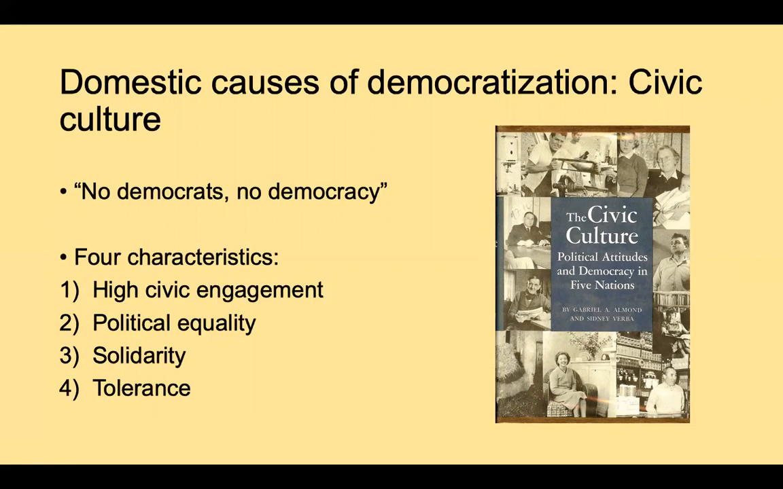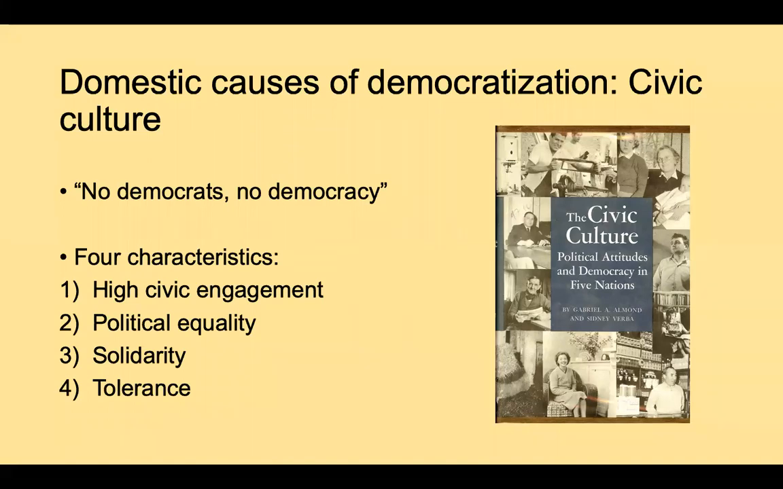The idea is that if you want democracy, you've got to create a democratic culture, and you've got to create Democrats, not large D, not big D Democrats, but small d democrats. And these small d democrats, or people with civic culture, are supposed to have 4 characteristics.